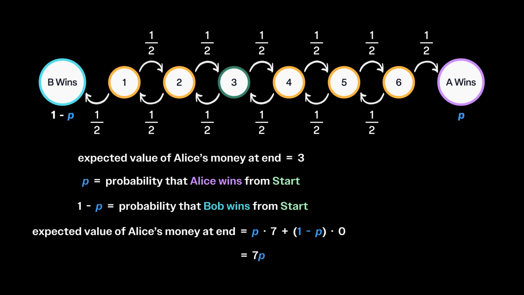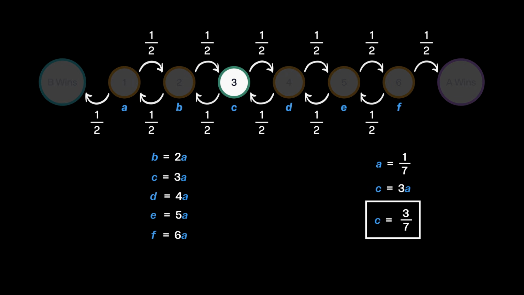On the one hand, her average amount at the end is $3. On the other hand, it's $7p. Hence, 7p equals 3. That means p is 3/7, as before. That's a clever method, but not easy to come up with. So we can always use the previous method with a little more algebra.